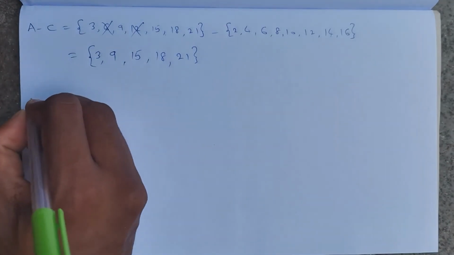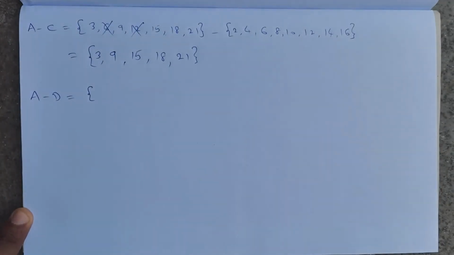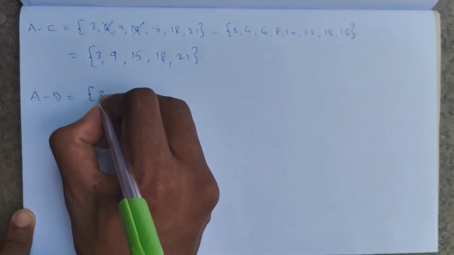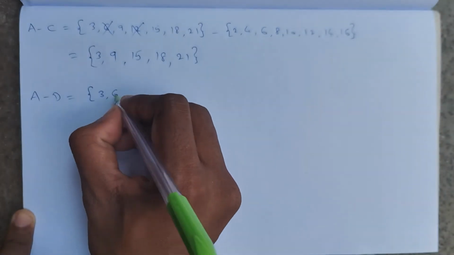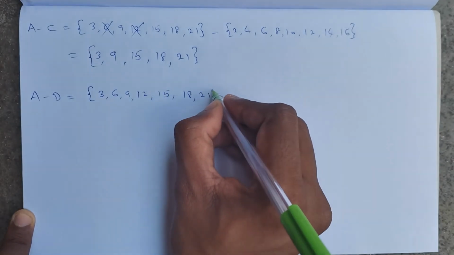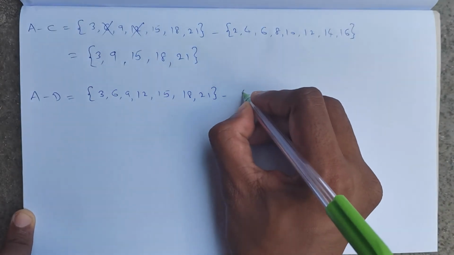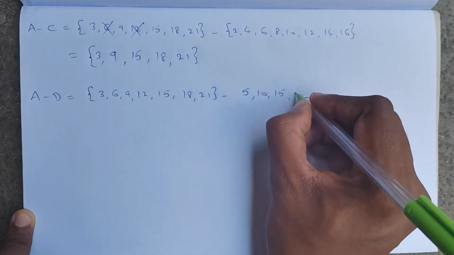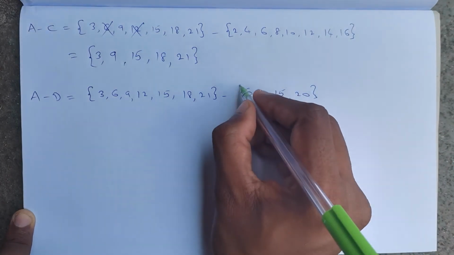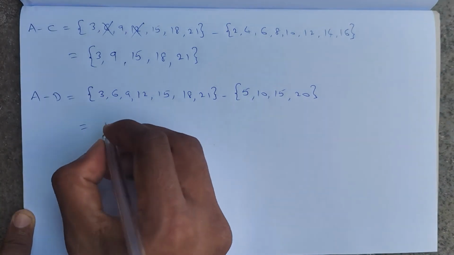The next question, A minus D. What is the value of A minus D? Set A, 3 multiples: 3, 6, 9, 12, 15, 18, 21, minus set D. Set D is the 5 table: 5, 10, 15, 20. So now let us solve this. A minus D. Here 3 is there, here 3 is not there, so write that 3.